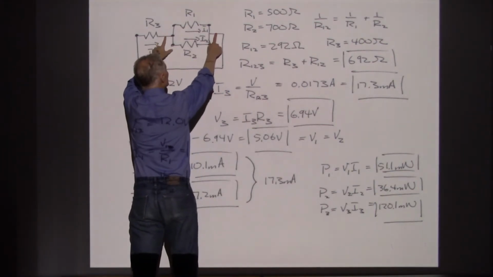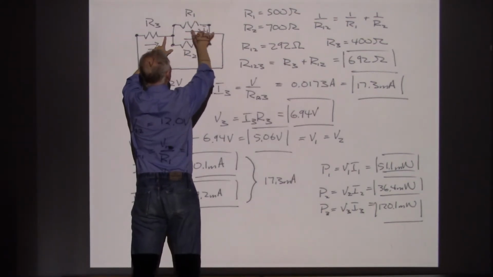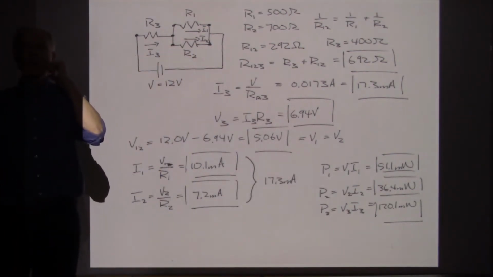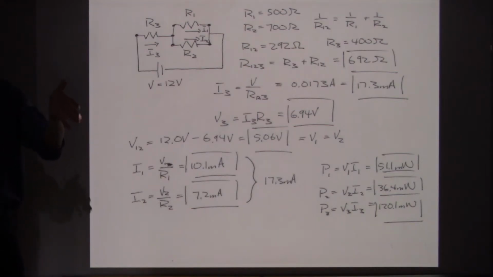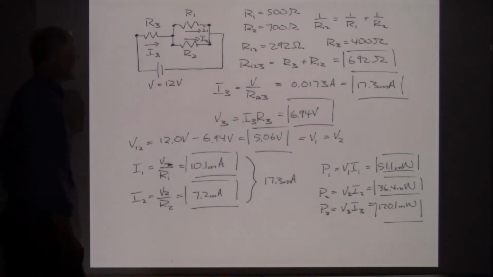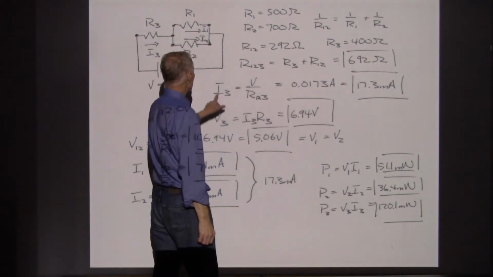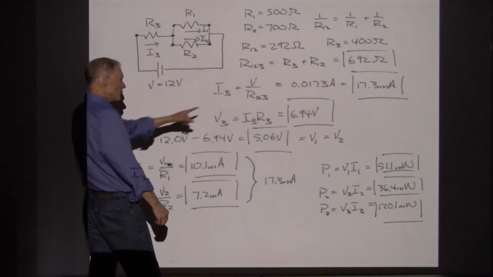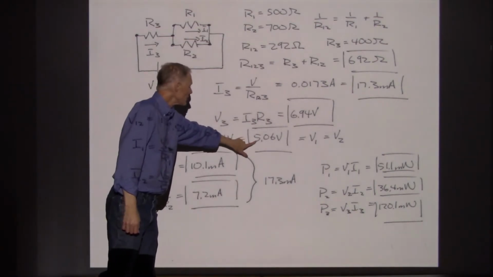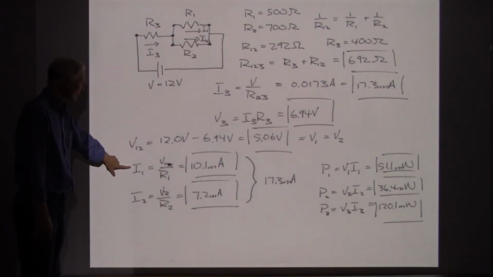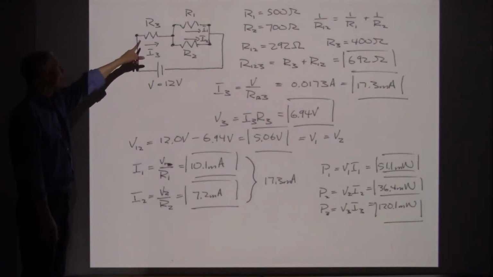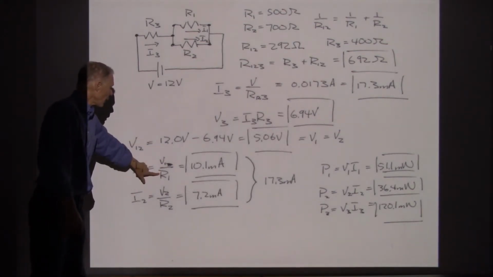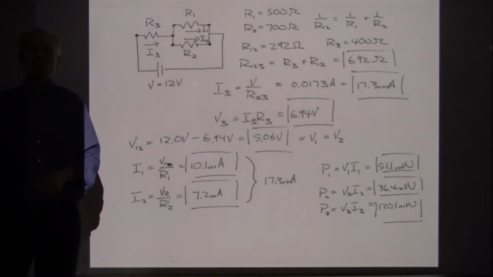Now, that voltage that we solved for, V12, applies to resistor 1 and resistor 2. 1 and 2 are in parallel, and they're both experiencing the same voltage. So I now know all the voltages. V3 is 6.94 volts. V1 and V2 are 5.06. That's going to allow me to calculate the current through resistor 1 and resistor 2. So putting in V1 divided by R1.